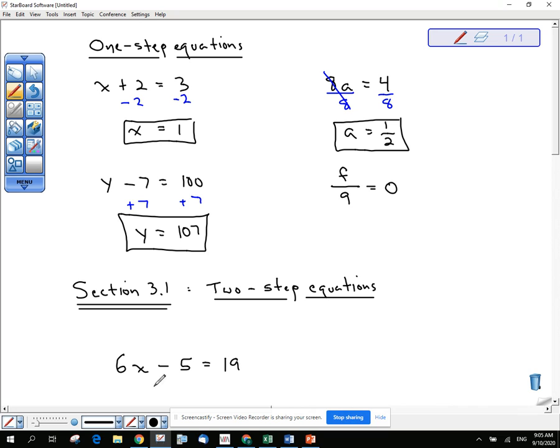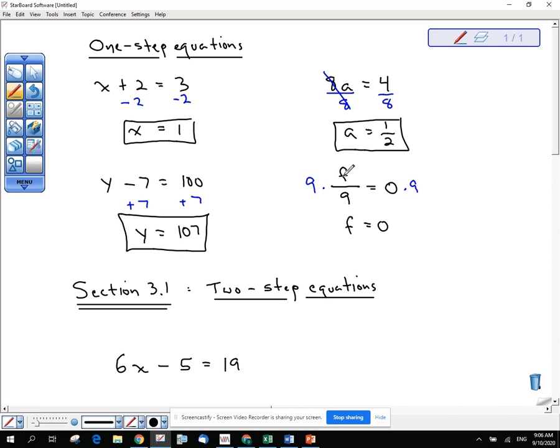So it checks. And one more quickly, if our variable is being divided by 9, then what we want to do is multiply by 9. Multiply both sides by 9. And in this case, the 9s would cancel. F is by itself. 0 times 9 is 0. You multiply both sides by 9, and it's still 0.